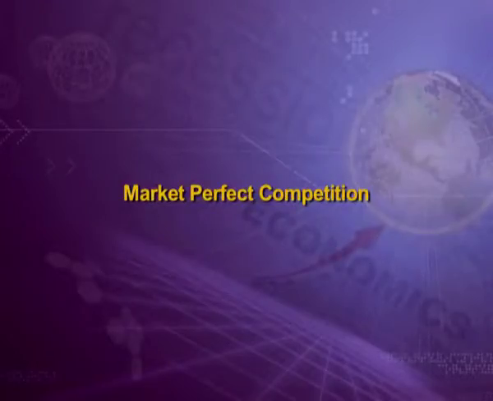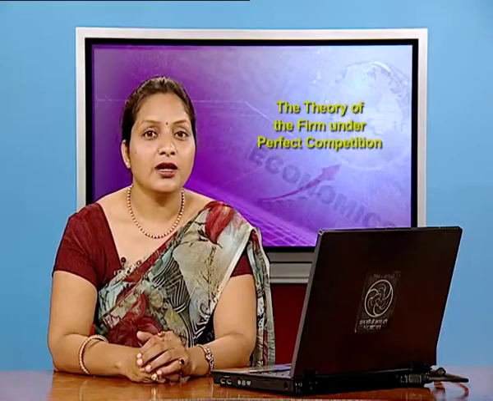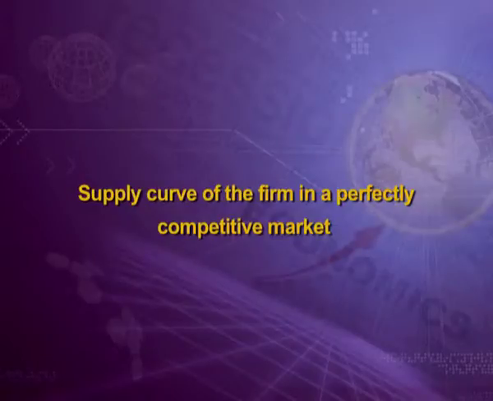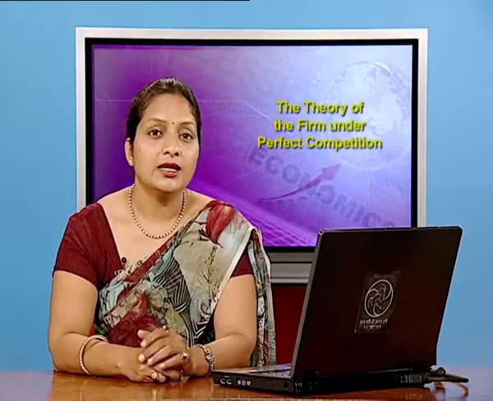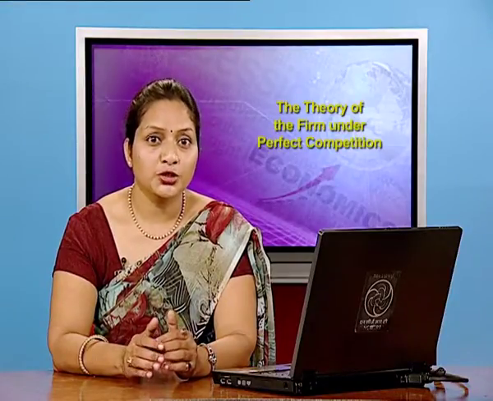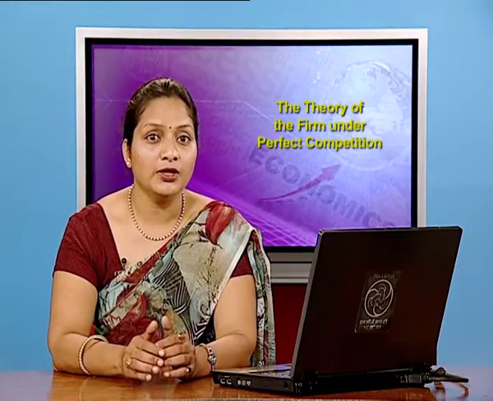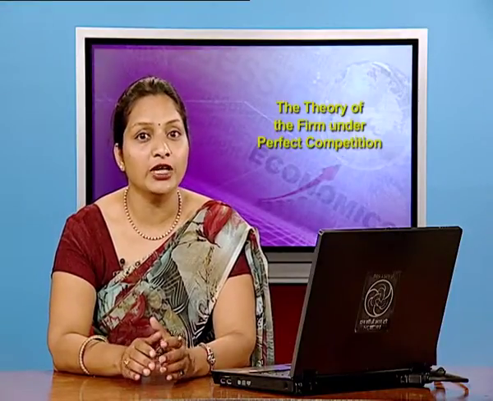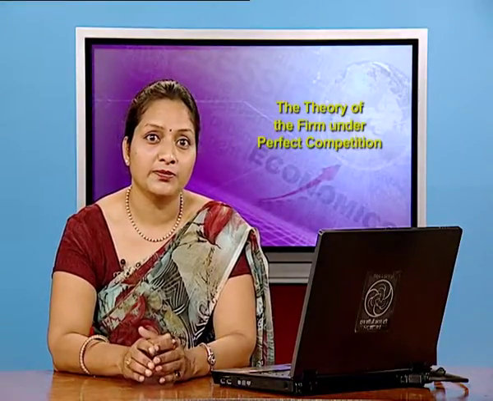Today we are in the last part of the market perfect competition. Our first topic to consider today is the supply curve of the firm in a perfectly competitive market. The supply curve of a firm shows the level of output that the firm chooses to produce corresponding to different values of the market price.